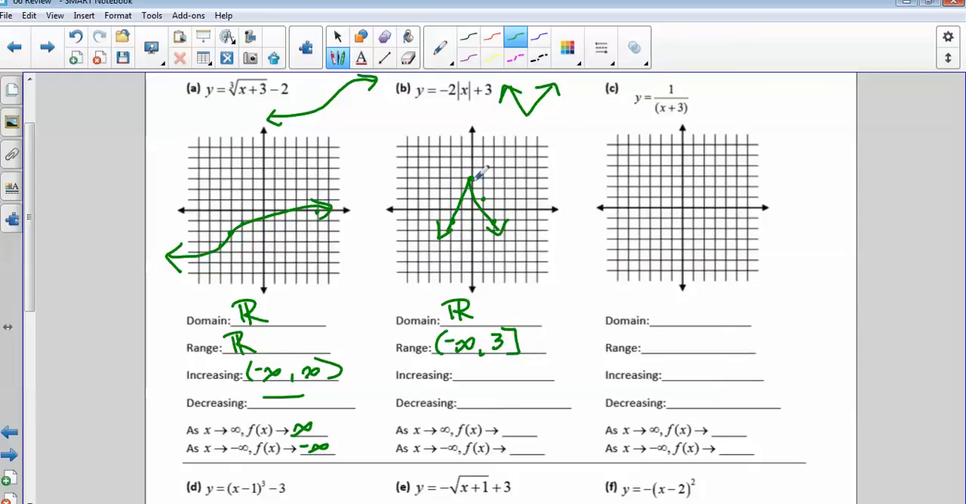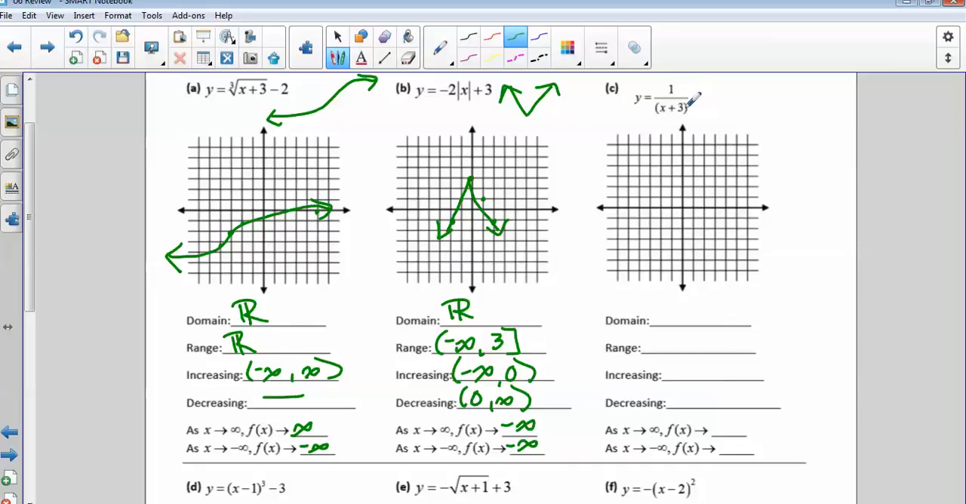And I want to include 3. It's increasing on the left half, so it's increasing from negative infinity to 0, and it's decreasing from 0 to infinity. For increasing and decreasing, always use parentheses. You never use a square bracket on increasing and decreasing. As x goes to positive infinity on the right side, the y values are going down. They're going to negative infinity. As x goes to negative infinity on the left side, the y values are also going down. They're going to negative infinity.